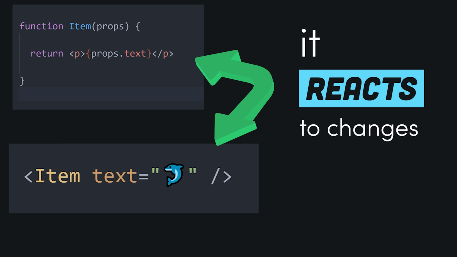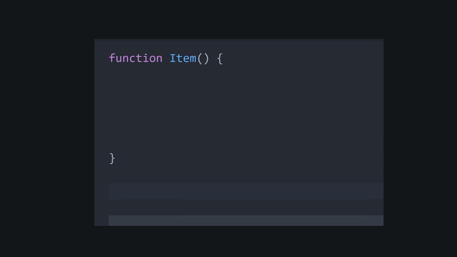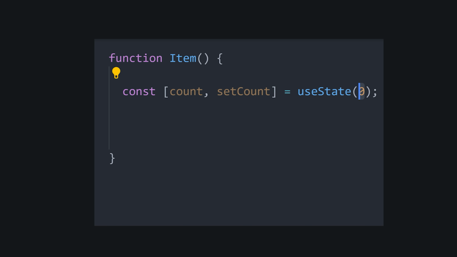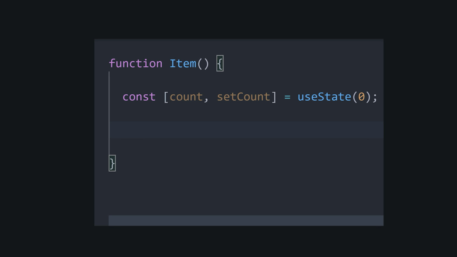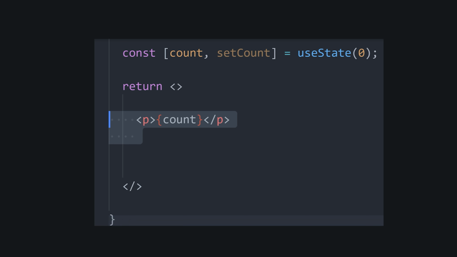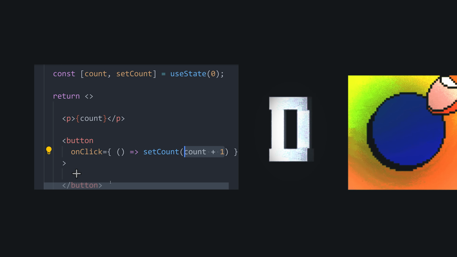If we want to give our component its own internal state, we can use the state hook. The hook is just a function that returns a value as well as a function to change the value. In this case, count is our reactive state, and setCount will change the state. When used in the template, the count will always show the most recent value. Then we can bind setCount to a button click event so the user can change the state.